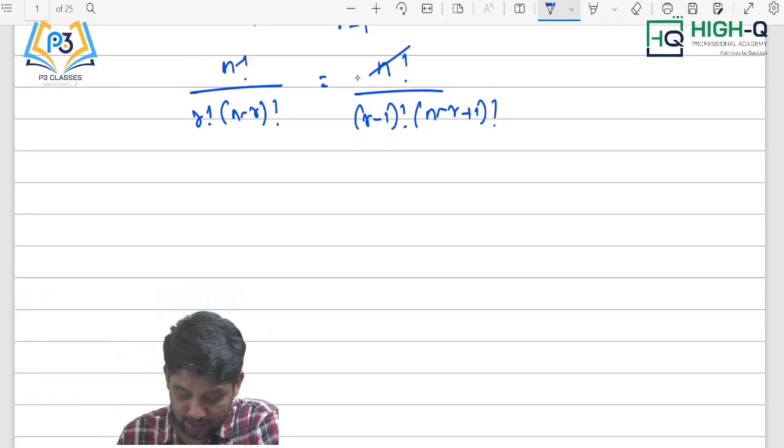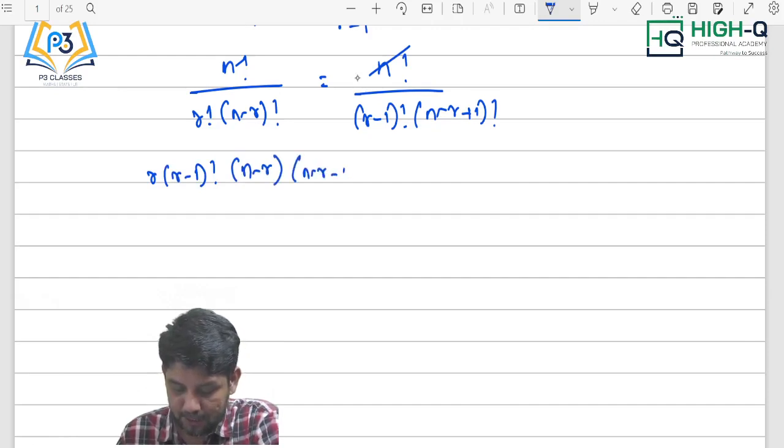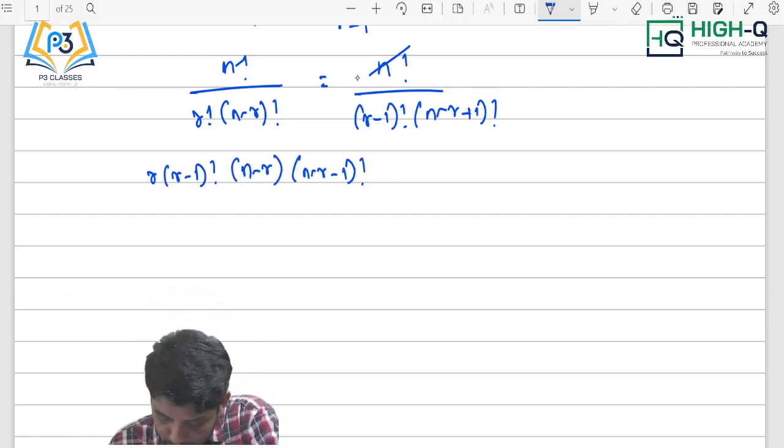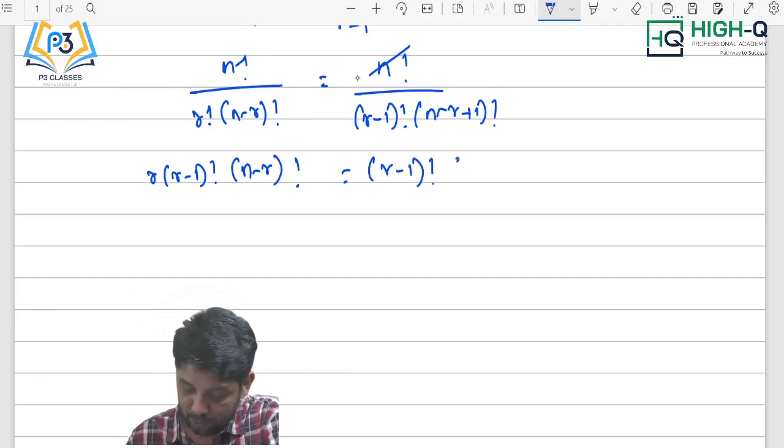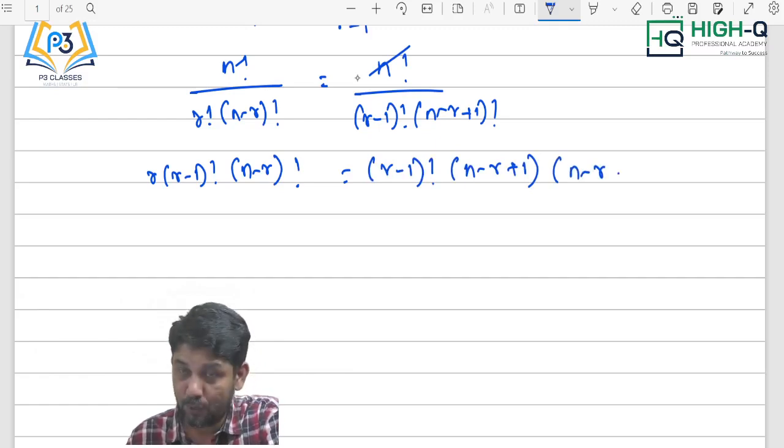Invert into both the sides. See, this r factorial can be written as r into r minus 1 factorial. n minus r factorial can be written as n minus r into n minus r minus 1 factorial. Okay, don't touch this, it's not needed. Take it as n minus r factorial only, equal to r minus 1 factorial. What is n minus r plus 1 factorial? It can be written as n minus r plus 1 into n minus r plus 1 minus 1 factorial.